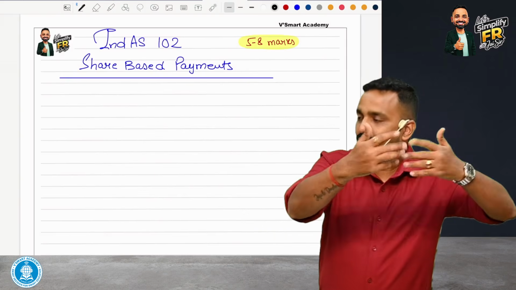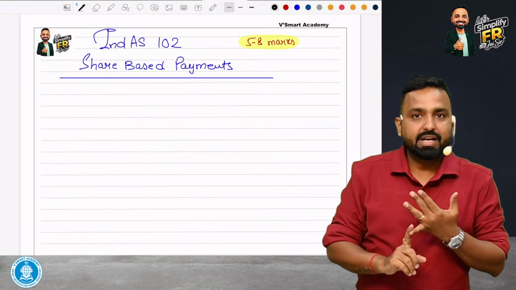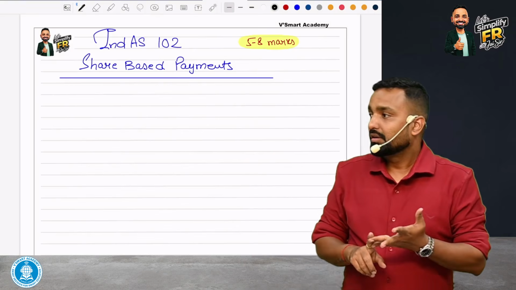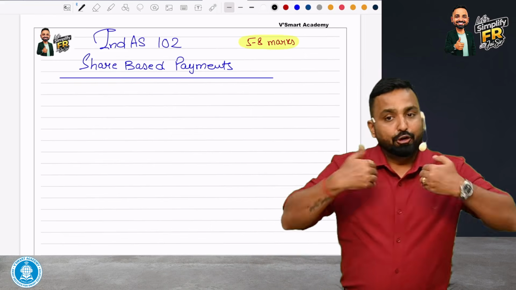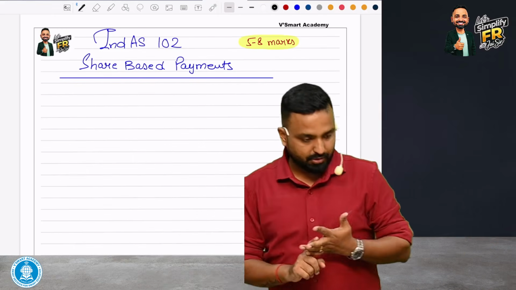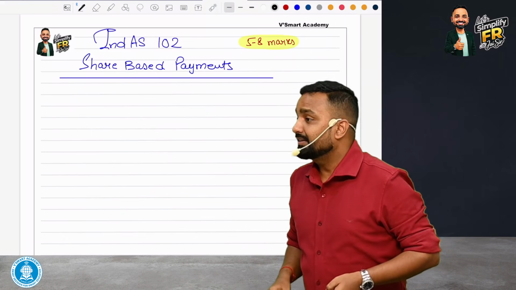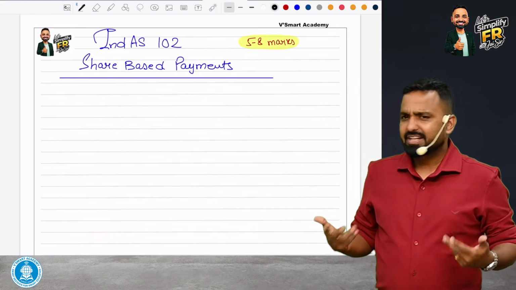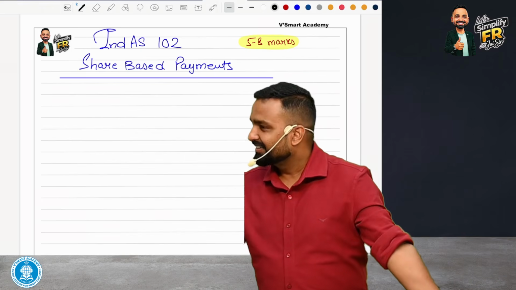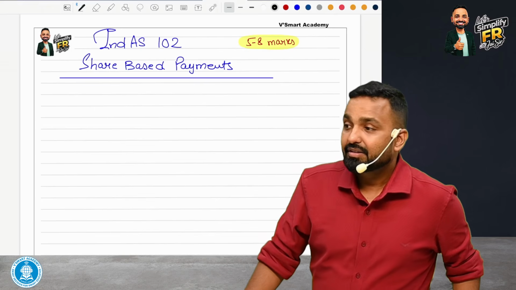So vesting condition could be service or performance. We will further divide into a few more parts, but don't worry. First of all, listen to me very carefully. What is grant date? Offer date. What is vesting condition? That condition had to be fulfilled by the employee to become eligible for ESOP. The third concept is vesting date. Any guess? The date when you have fulfilled the condition. That becomes the vesting date.